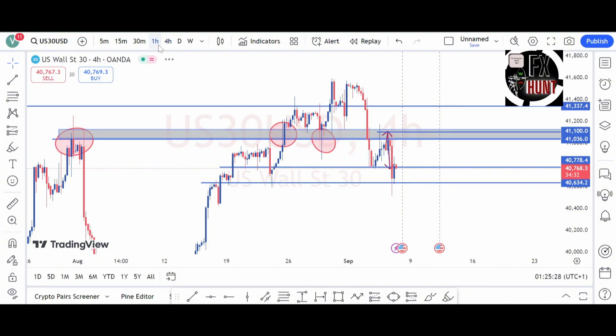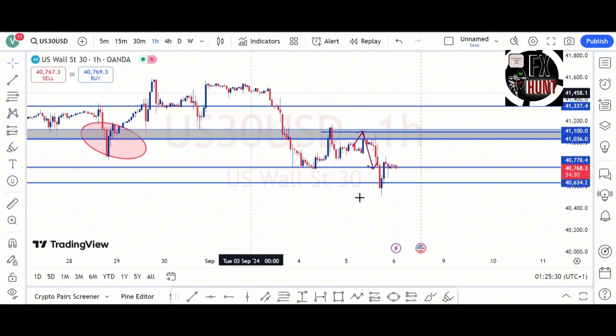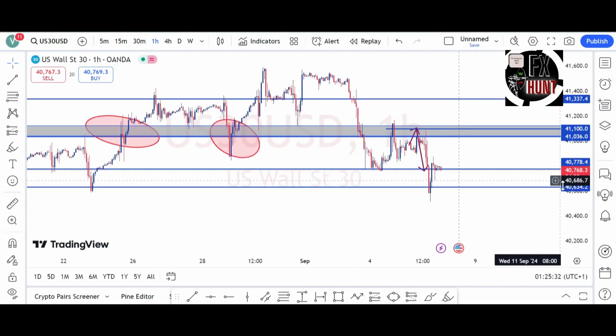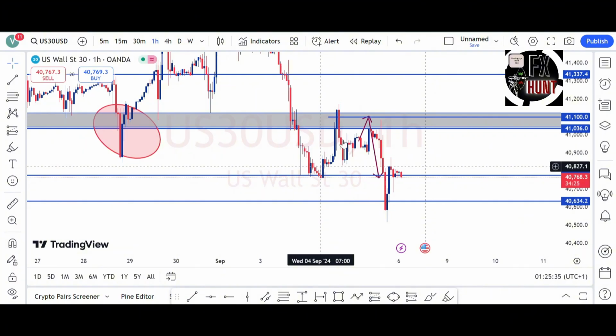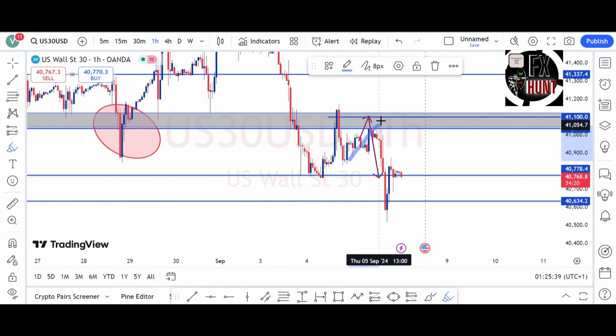If you come to 1 hour, you see how our analysis played out. We analyzed this in the Asian session yesterday, 5th of September. We were expecting price to continue back here, get there and push downward to these major zones. This was our first TP and this was our second TP, and price did exactly as we expected and anticipated.